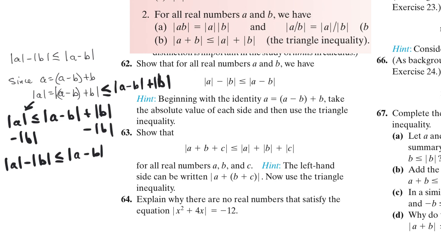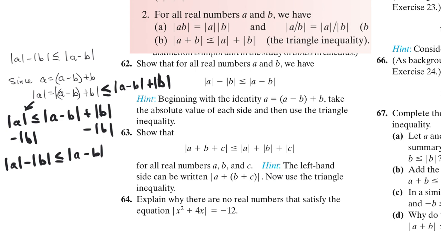Number 64, I think this might be an easy one to pick apart here. Why are there no real numbers that satisfy this equation? Well, first off, how can you take the absolute value of something and have it be negative? Absolute value is mostly about distance. How could this distance to 0 be negative?